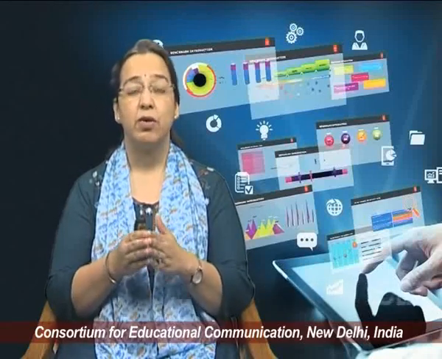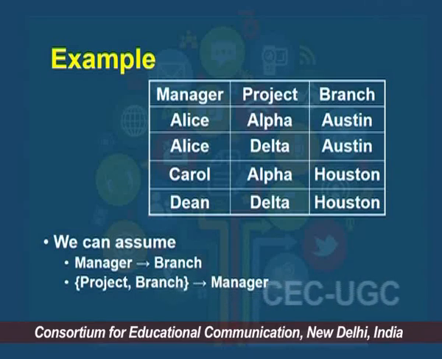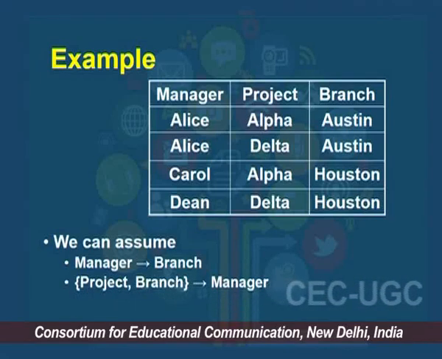So for the sake of clarity, let us take one more quick example. We have one example in which there is a manager who is working on a project, and that project is hosted in a particular branch. So here we are assuming that the branch is functionally dependent on the manager, and the manager is dependent on the project and branch.